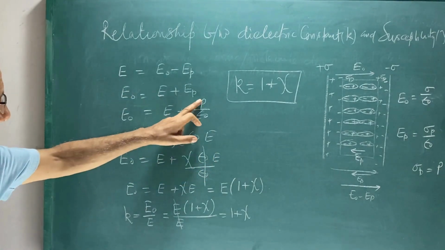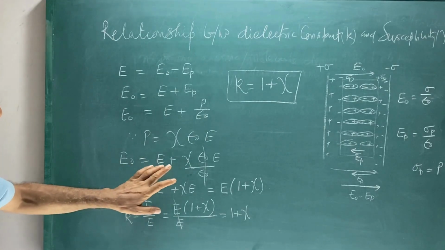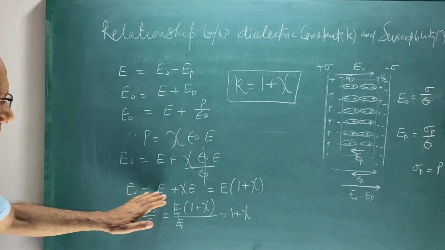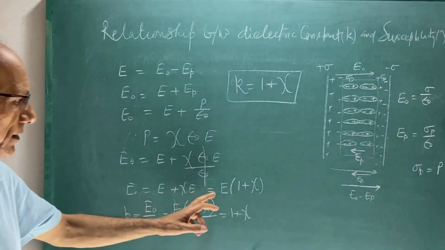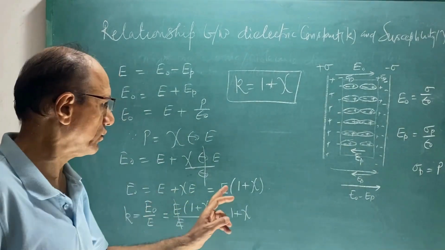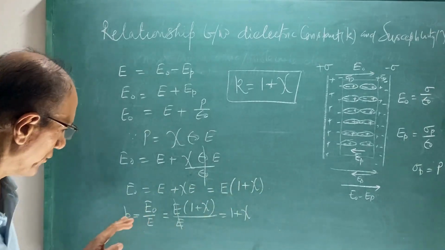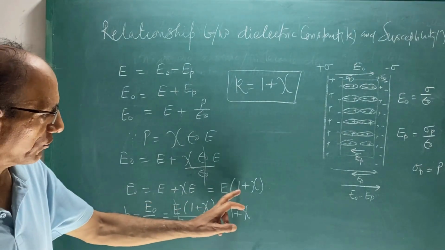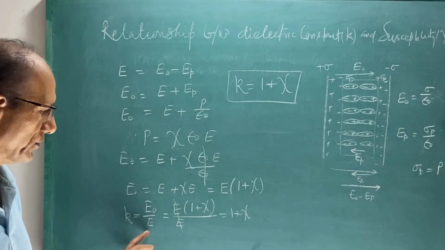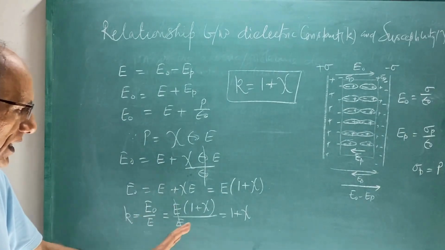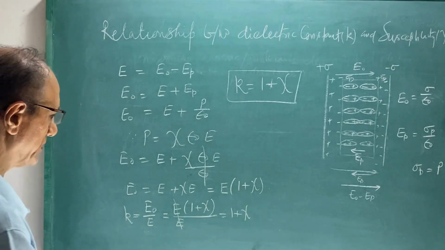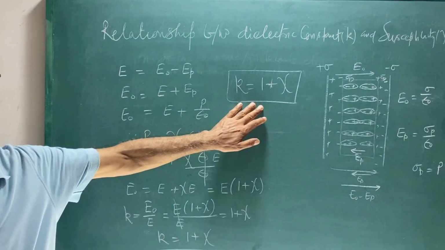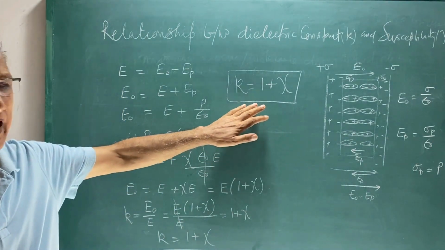So now replacing this P with this, E naught equals E plus chi epsilon naught E by epsilon naught. Epsilon naught will cancel out, so we get E naught equals E plus chi E. Taking E common, we get E naught equals E into 1 plus chi. We know dielectric constant K is equal to E naught by E. So replacing E naught by E into 1 plus chi and divided by E, this E will cancel out and we get simply 1 plus chi. That means K equals 1 plus chi. So this is the relationship between dielectric constant and susceptibility.